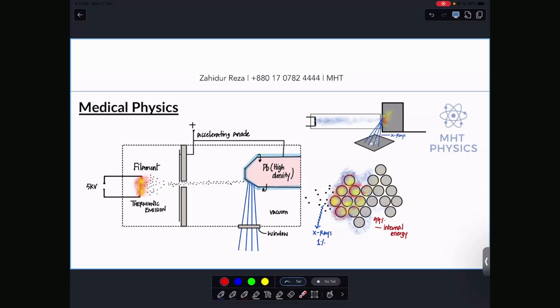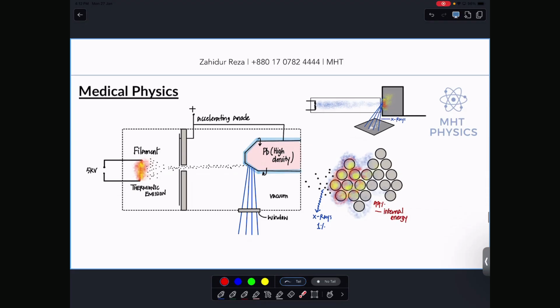X-ray generation. Okay, so what I'll do is I'll ask you questions to see how much you can recall. This is generation of X-rays. Can anyone tell me, for X-rays to be generated, what is the most fundamental requirement?